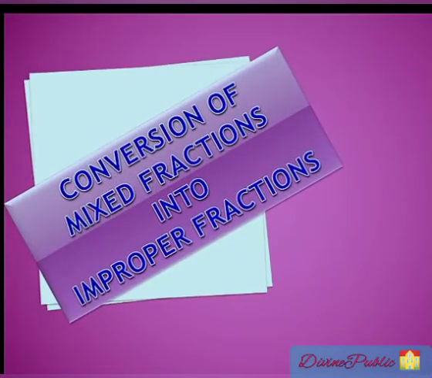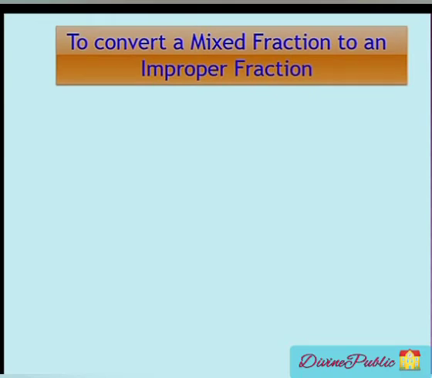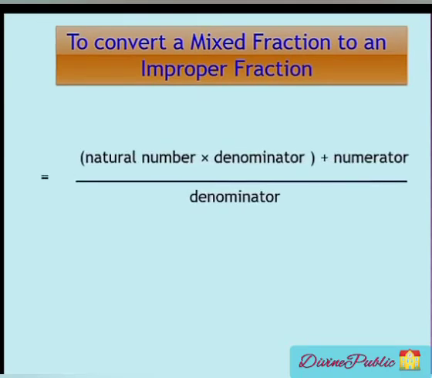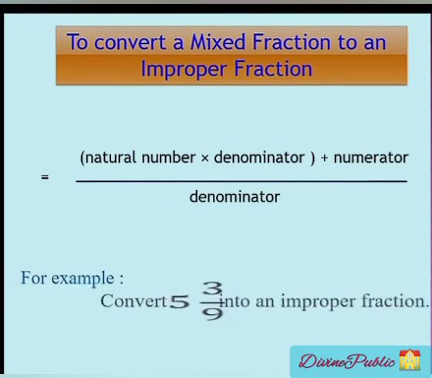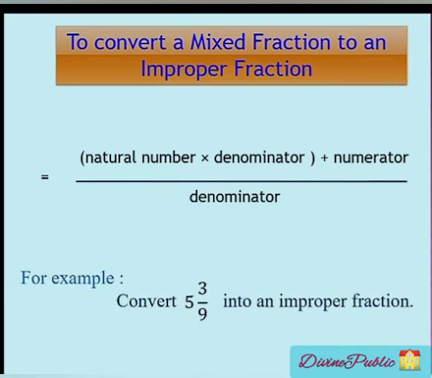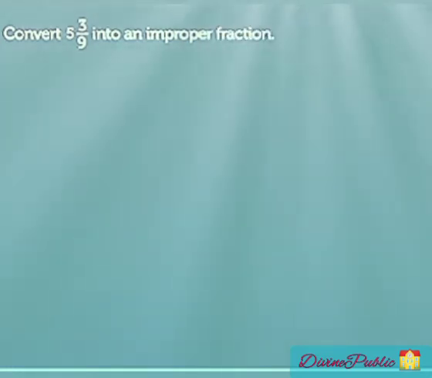Conversion of mixed fraction into improper fraction. To convert a mixed fraction to an improper fraction, the formula is natural number into denominator plus numerator, upon denominator. Now let us see the conversion of 5 and 3 by 9 into an improper fraction. Convert 5 and 3 upon 9 into an improper fraction.